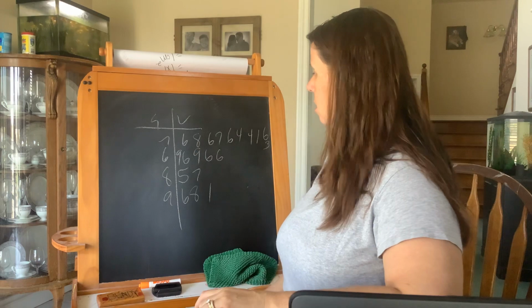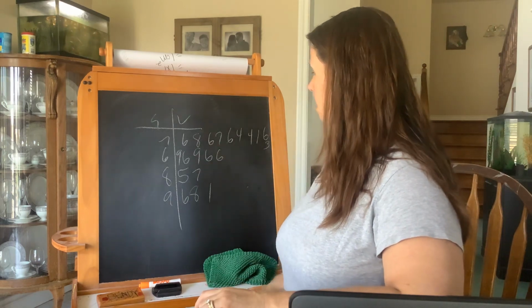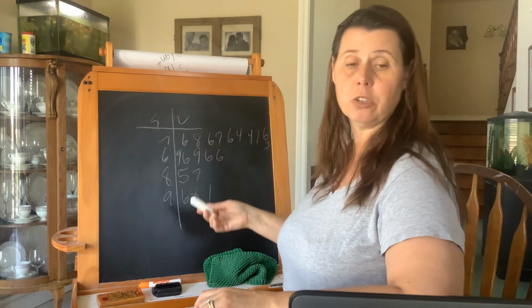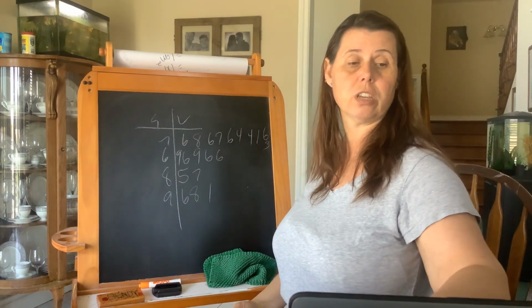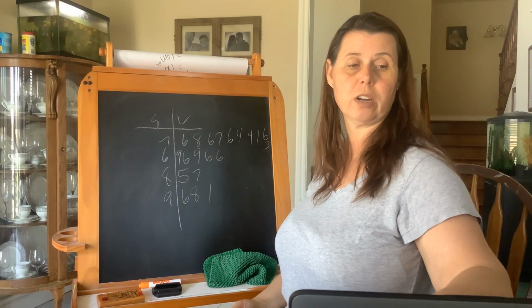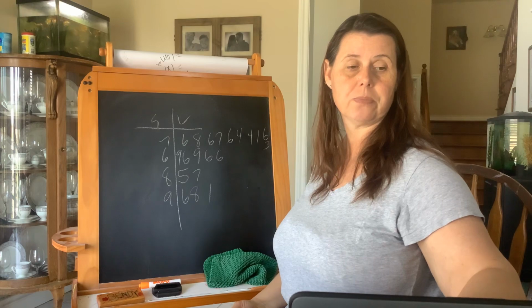7, 6, 8, 9 is not in order, nor is any of this. So you need to take this, redo it, and put everything in order to create your proper stem and leaf. Okay, that's part A done. Pause the video, go do it.